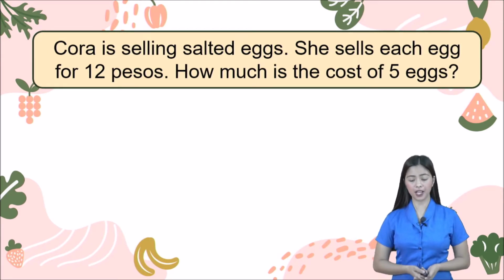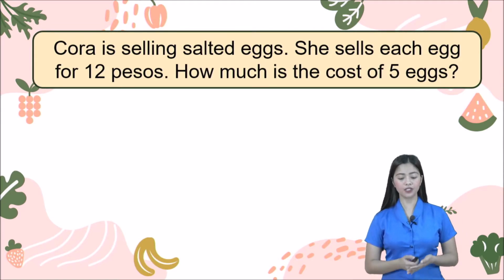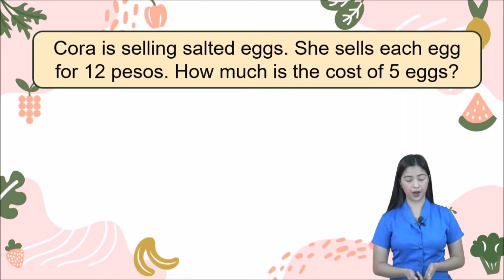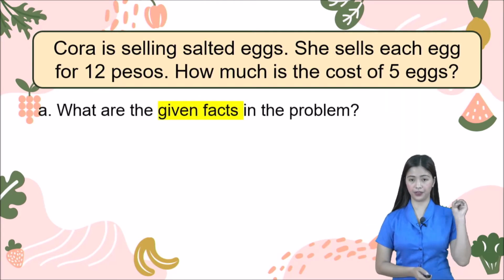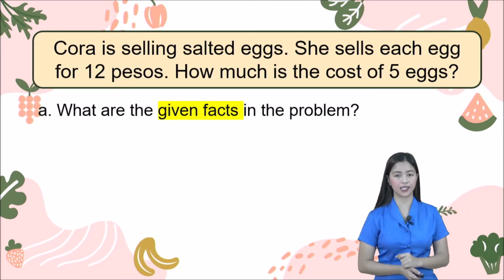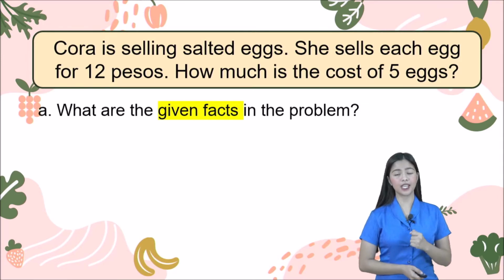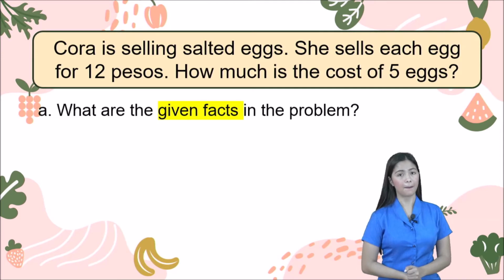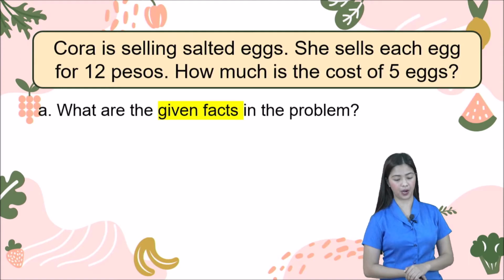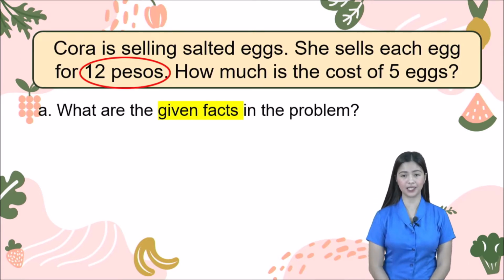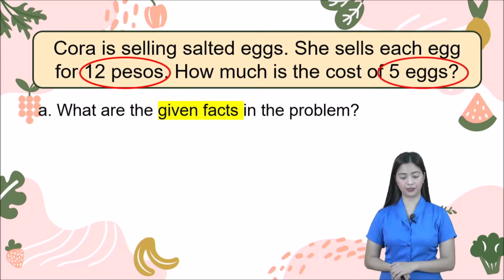So in solving a problem, kids, we need to find out first what the given facts in the problem are. So the first step is to find the given facts in the problem. When we say given facts, these are the numbers that you can see inside our problem. So what are our given facts for our example word problem here? We have the first one, which is the 12 pesos, and the second one, which is the 5 eggs.